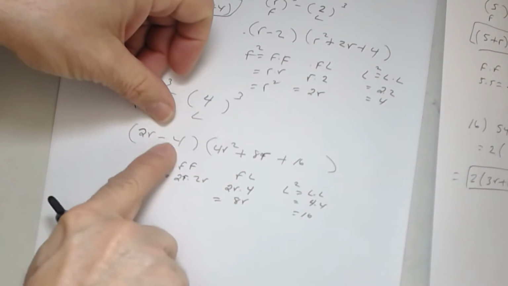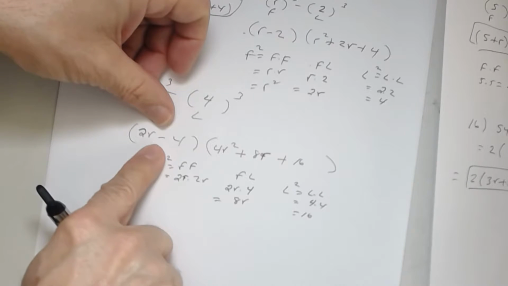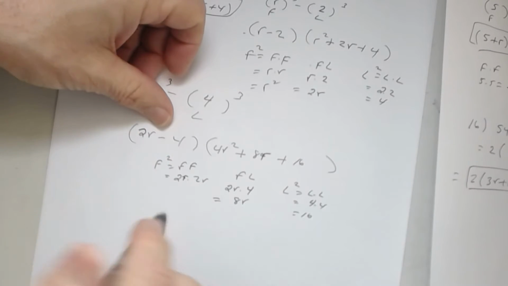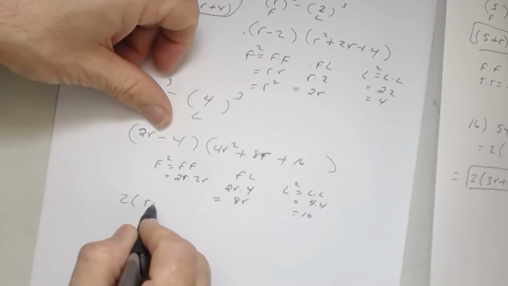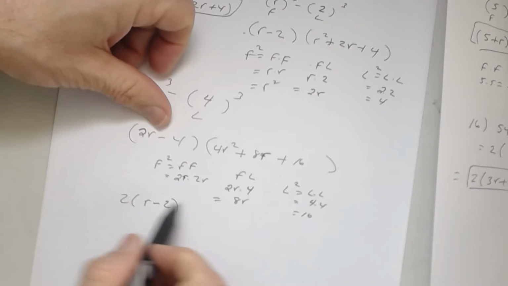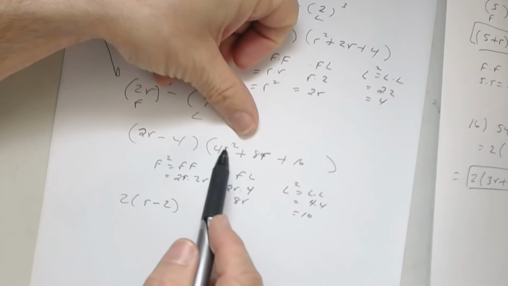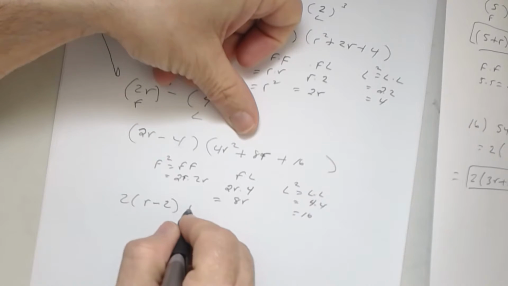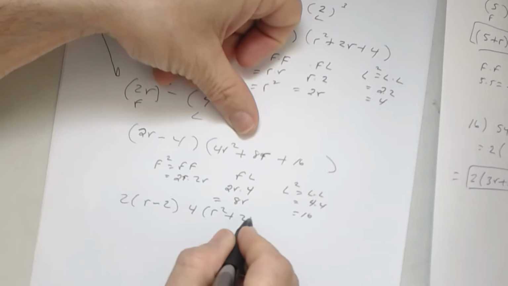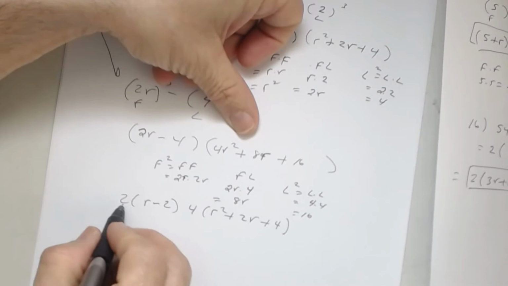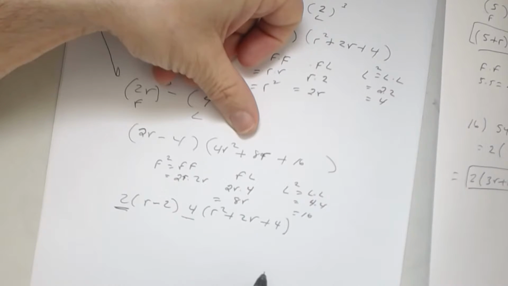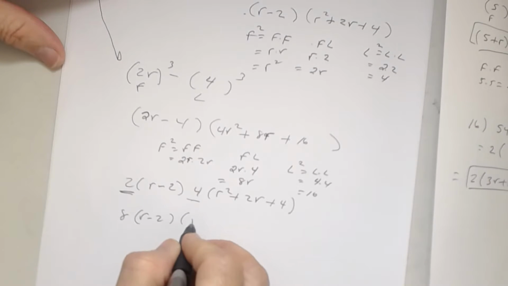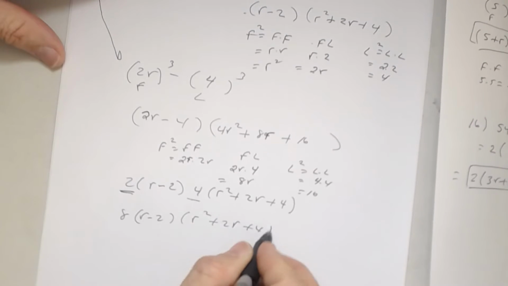So if I look at this factor here, 2r minus 4, can I factor it further? Yes. What's the GCF in this binomial? 2. So I can factor out a 2. Look at this factor. Can I factor it further? Yes. I can factor out a what? A 4. And then all you got to do is rewrite the 4 times 2 as 8. So the answer is 8 times r minus 2 times r squared plus 2r plus 4.